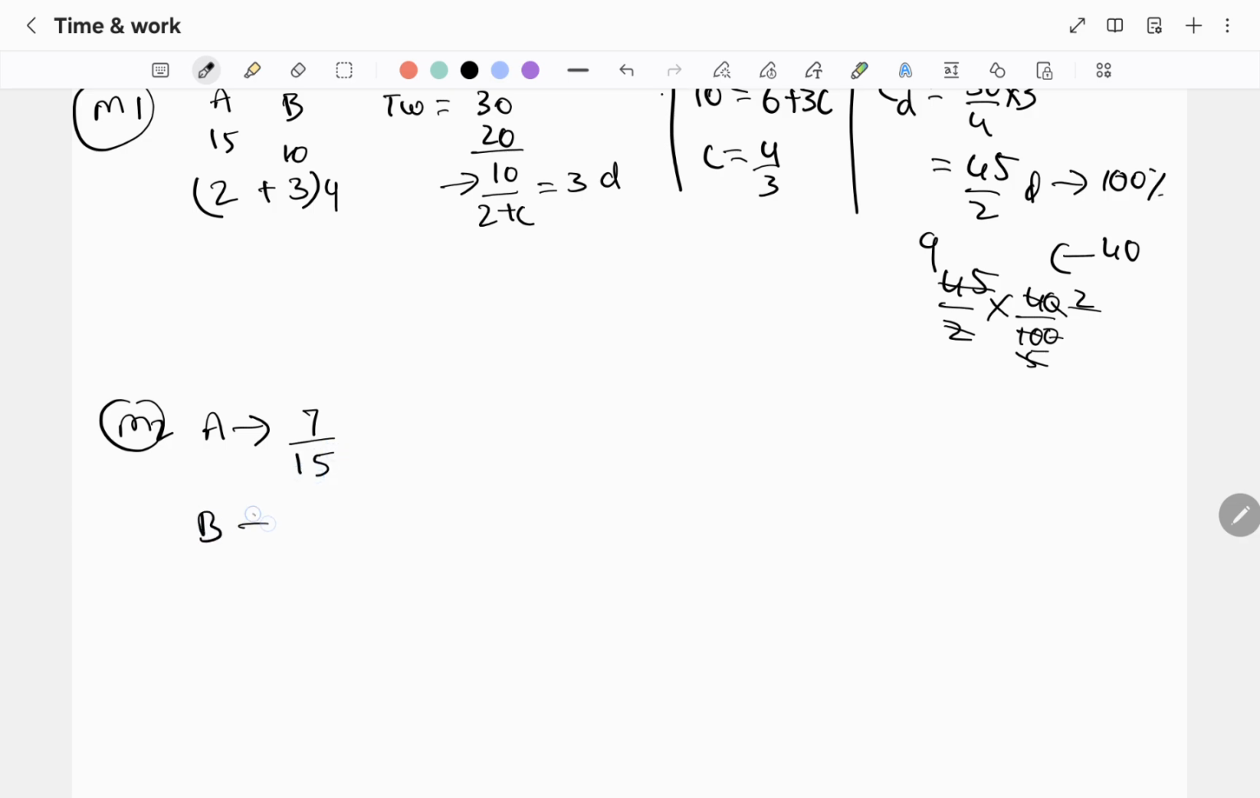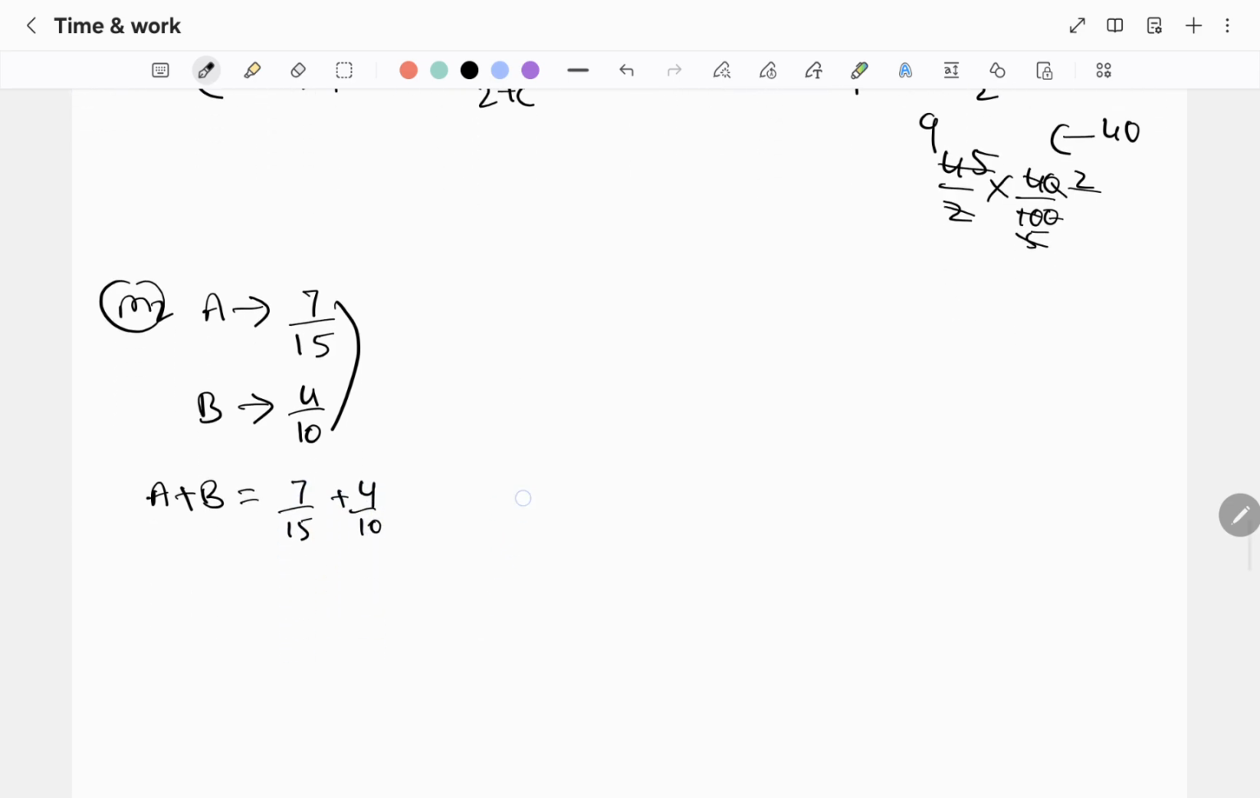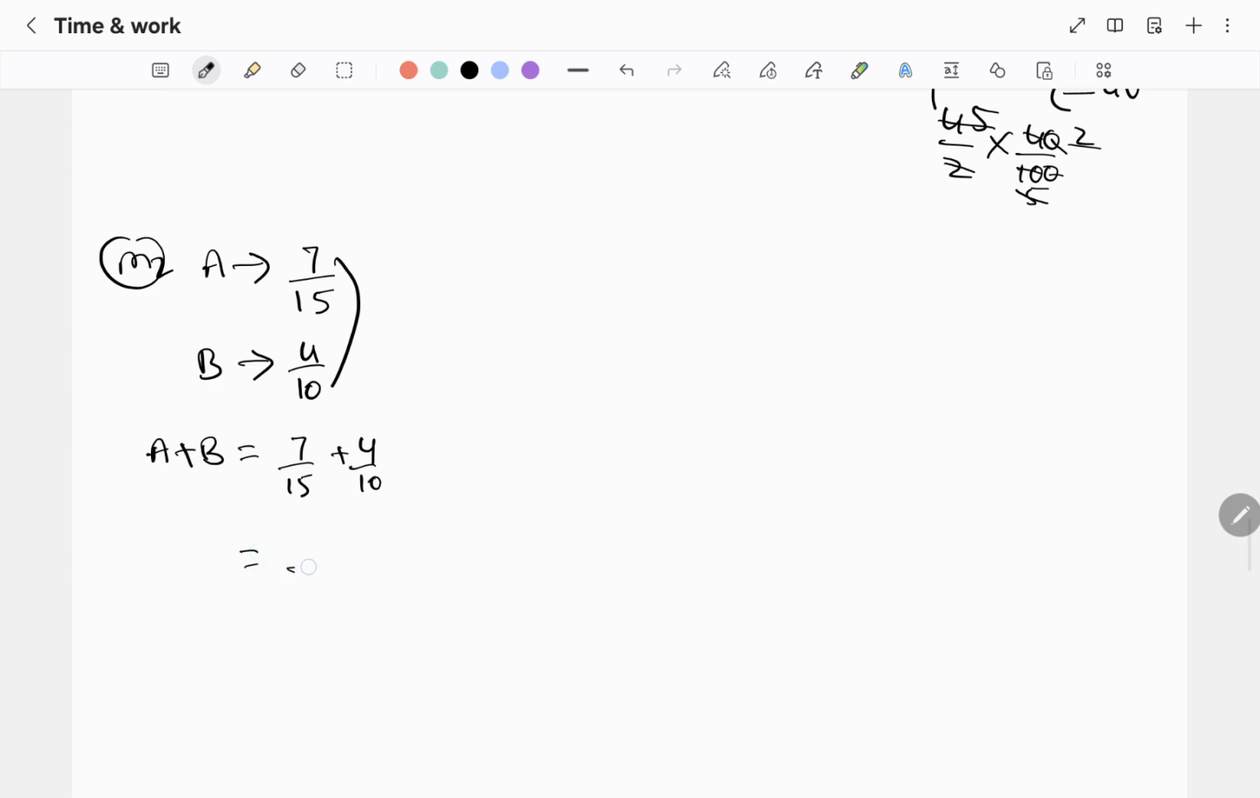Then B worked for 4 days. B can do the work in 10 days, but he worked for 4 days, so that will be 4 by 10. Now add these both: A plus B total is 7 by 15 plus 4 by 10. Taking the LCM, 150, 70 plus 60, 130. Now cancel them: 13 by 15. The remaining is 2 by 15. Who has to do 2 by 15?